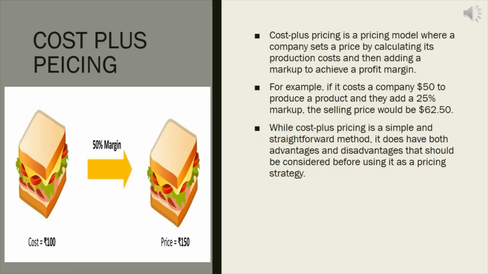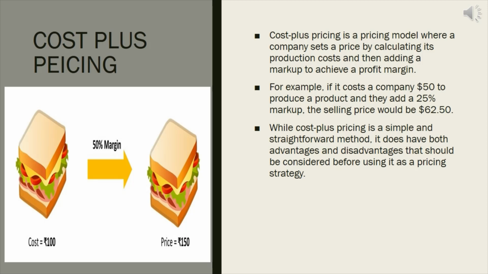Cost-plus pricing is a pricing model used by businesses to set a price by calculating their production costs and then adding a markup to achieve a profit margin. This model is particularly useful for businesses that have a good understanding of their costs and want to ensure a predictable profit margin. For example, let's say a company produces a product for $50 and they want to hit a 25% markup to cover their operating expenses and make a profit. The final selling price would be $62.50.